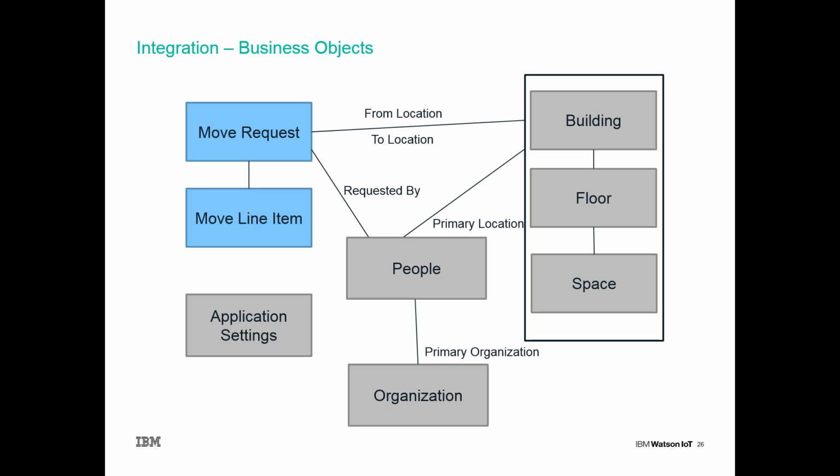Then we use organization information in the application. On the search page, we put the user's default organization in there, so when we're searching for spaces, we can highlight spaces owned by that organization. Another key object being used is the application settings object, to set some of the configuration options that are used in the application.